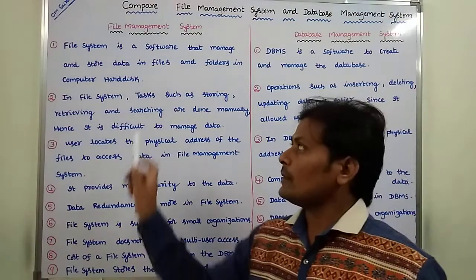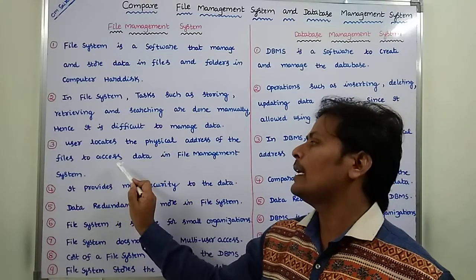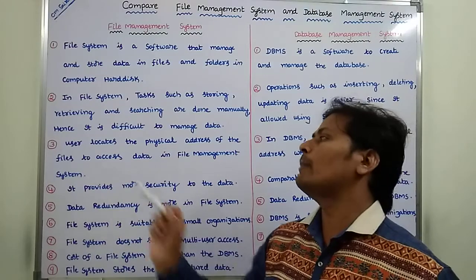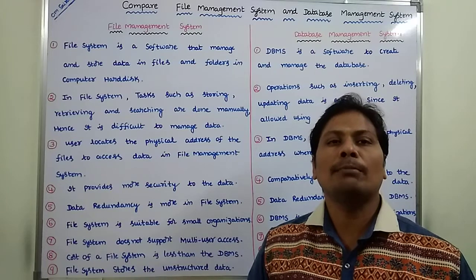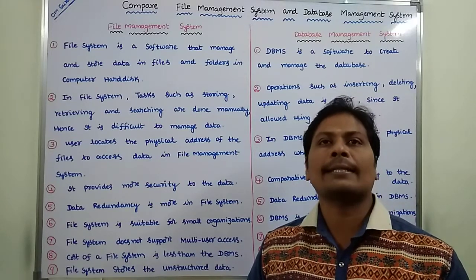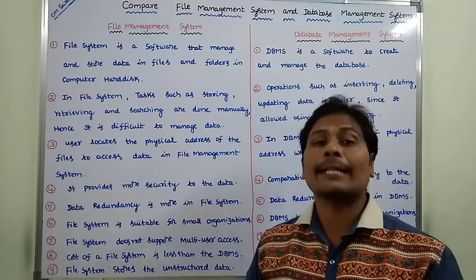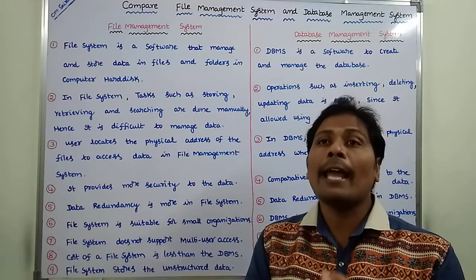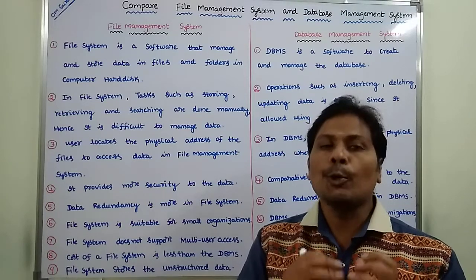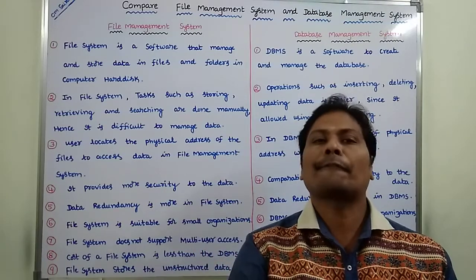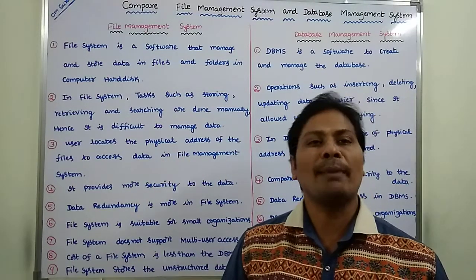Next, the third point. In file management system, the user locates the physical address of the file to access the data. Suppose we want to access the data from a file. First of all, the user locates the address of the file. Where the file is located must be known by the user, because the user wants to access the data from the file.